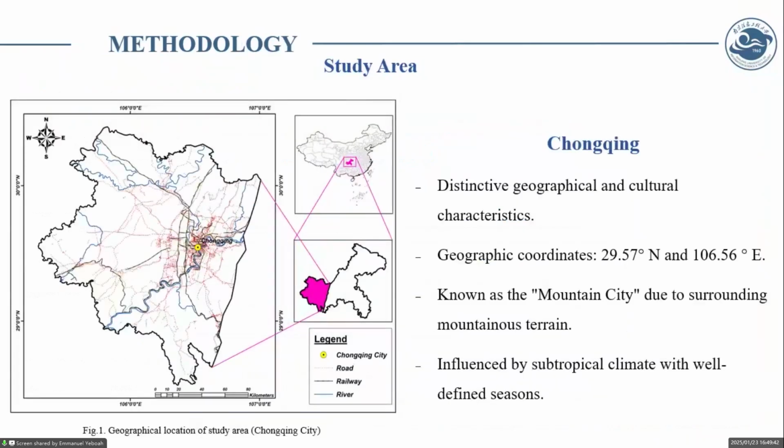So this is Chongqing as my study area. We are looking at the left wing of Chongqing, which is where the city of Chongqing is hosted. As I said earlier, it has distinctive geological and cultural characteristics. In terms of geology, it's a mountainous area, hence it earns its name, the mountain region, due to its surrounding mountainous terrain. And as I said, it is also located in the subtropical climate region with well-defined seasons.